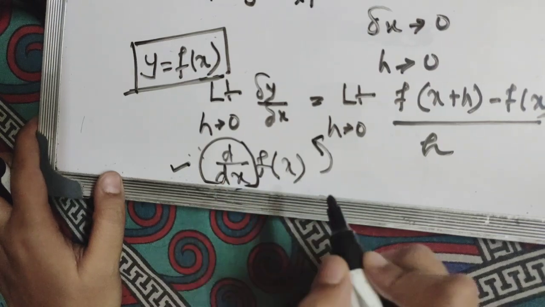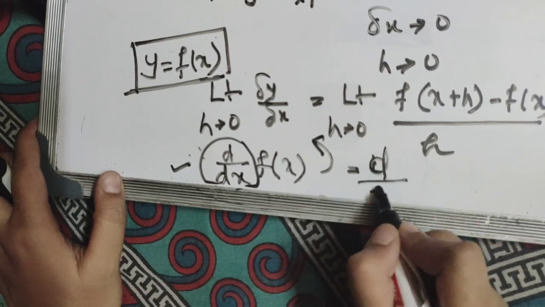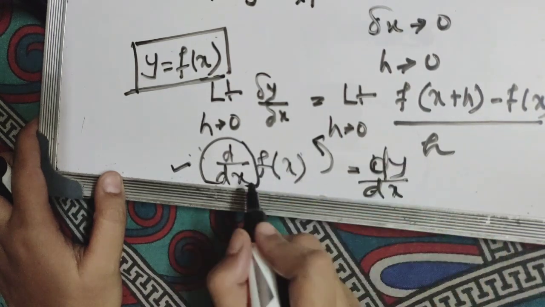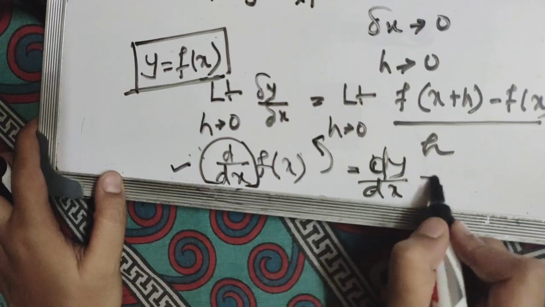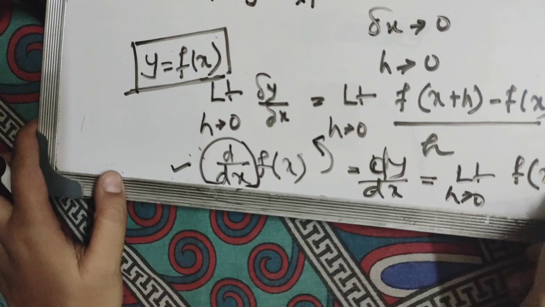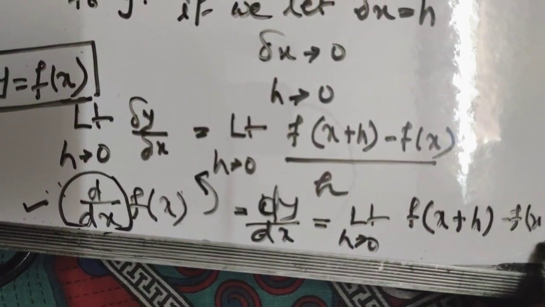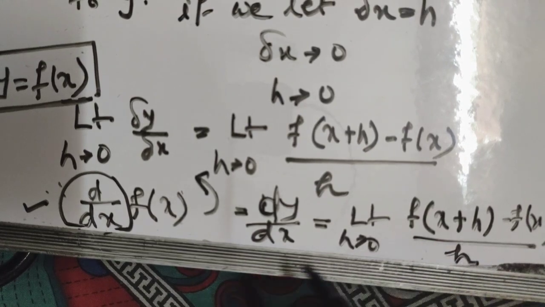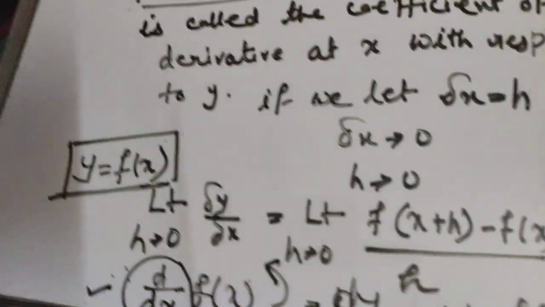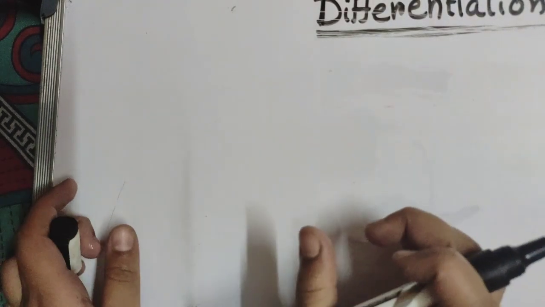So d/dx of f of x equals the limit, d/dx of what? y, because f of x equals y. So dy by dx equals limit h tends to 0, f of x plus h minus f of x, whole divided by h. This is the definition of derivative. I hope you understand how we can derive the differentiation.